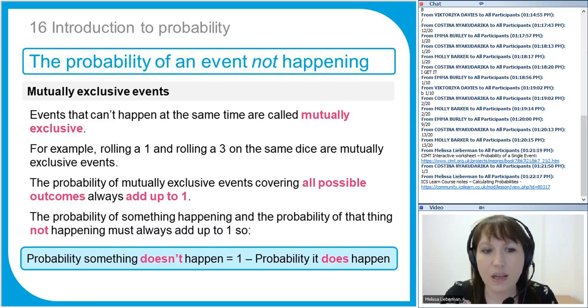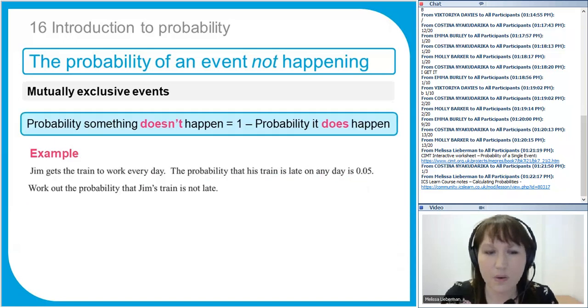Now, the probability of something happening and the probability of it not happening always has to add up to 1 because it's certain it's either going to happen or not. So the probability that something doesn't happen is always going to be 1 minus the probability that it does happen. And this fact can be quite useful in solving more complicated probability problems later on. So if you're doing probability tree diagrams and things like that, this can come up. So I've left the formula there at the top for you to look at.